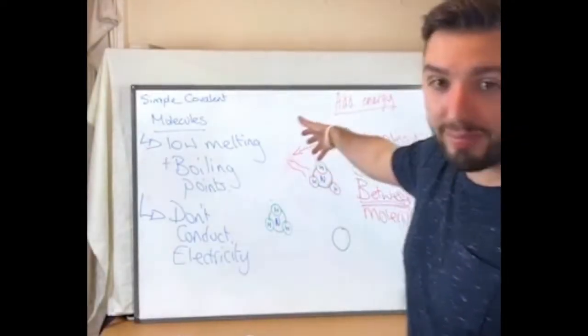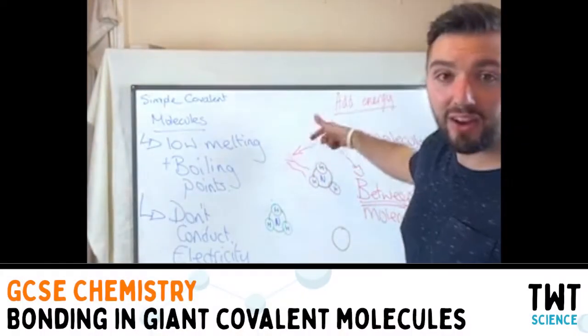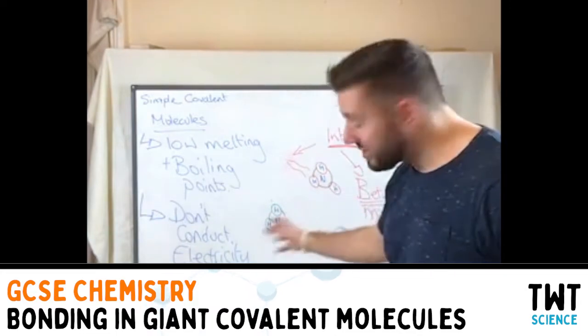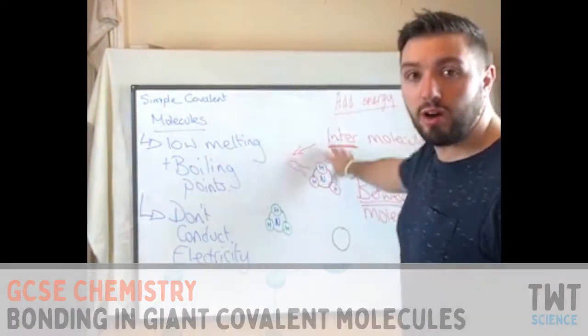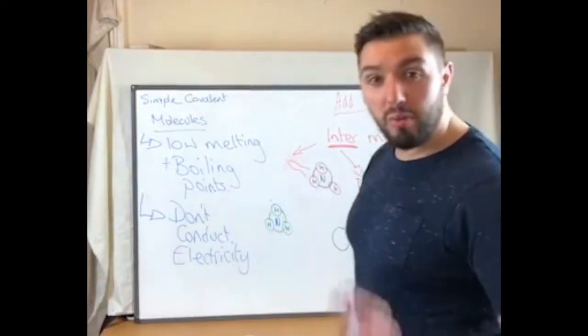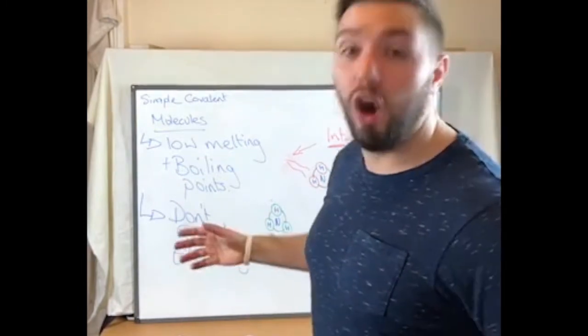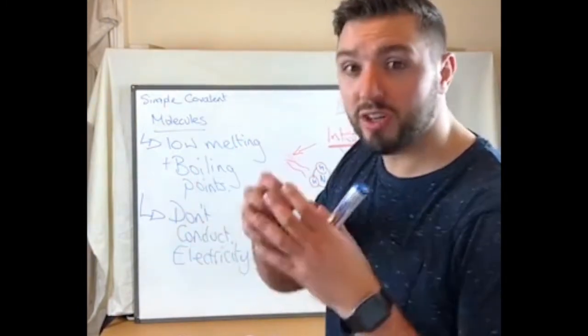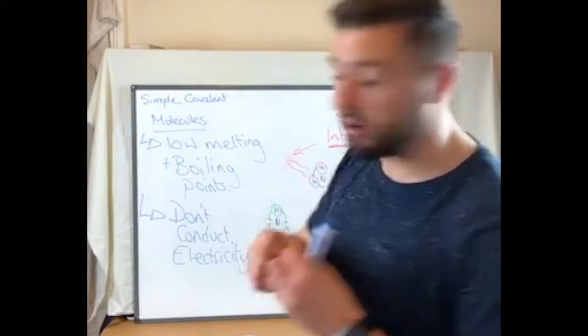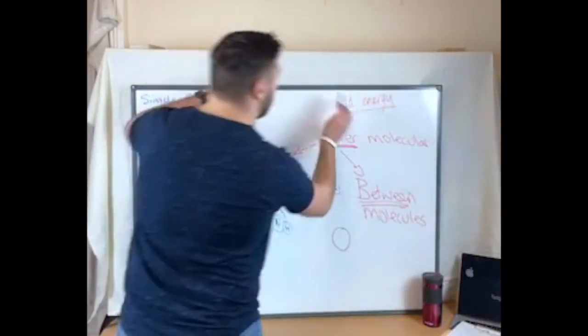When we were looking at simple covalent, they only had a couple of atoms. Lots of different separate molecules, but only a couple in every molecule. When we move to giant, we're going to have hundreds of these. There's going to be hundreds and hundreds of atoms stuck together. So I'll give you a perfect example in a second.